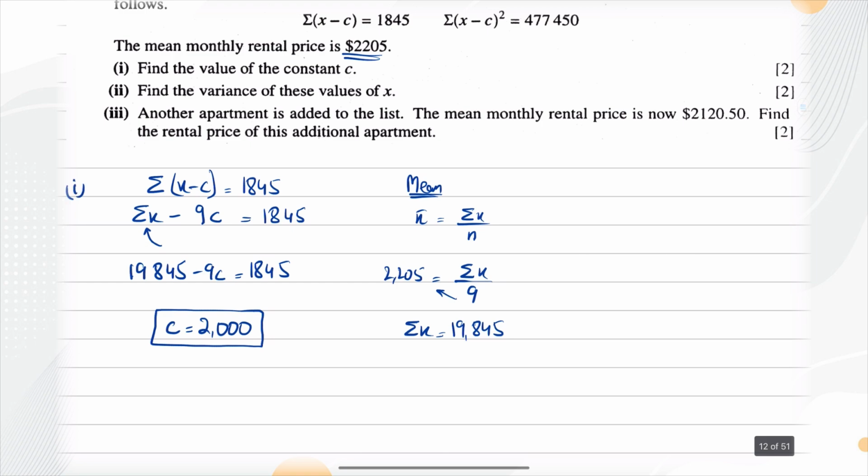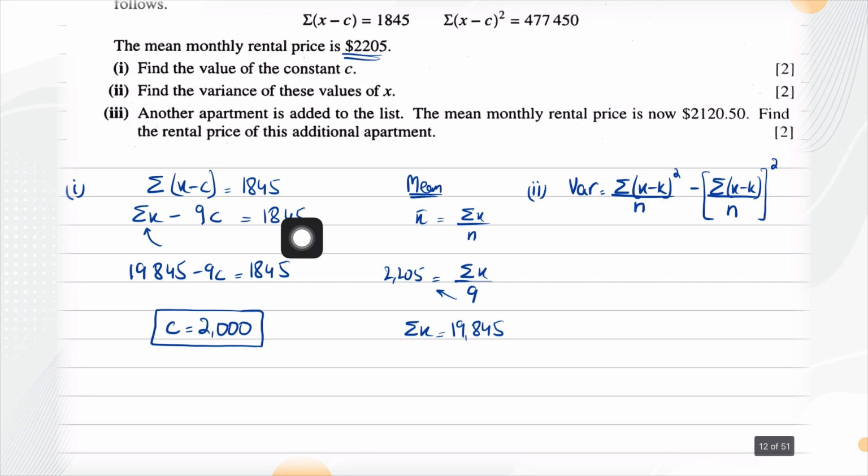Okay, now let's do part 2. In part 2, we have to find out the variance. So variance in this case can be worked out through the formula summation x minus k whole squared upon n minus summation x minus k over n, and don't forget to square it. Now, since we have the old mean, that is 2205, and we know very well that what we're subtracting from all the values of x is 2000.